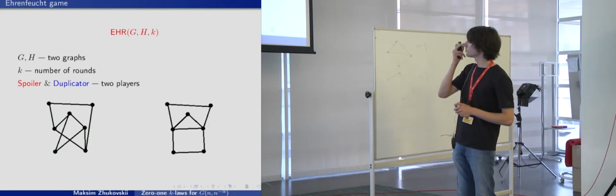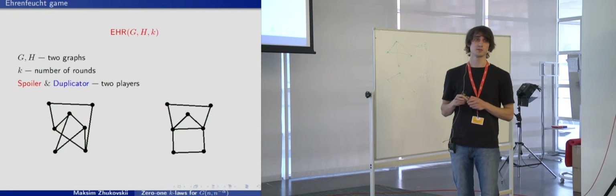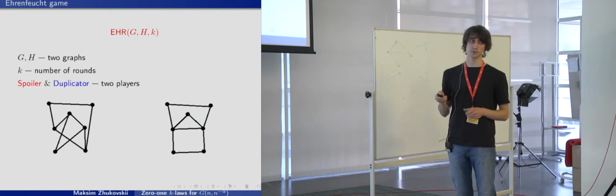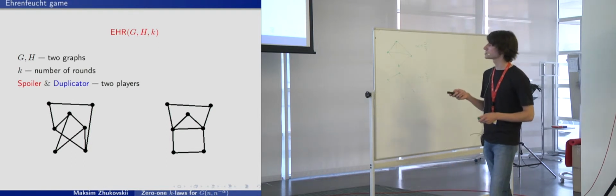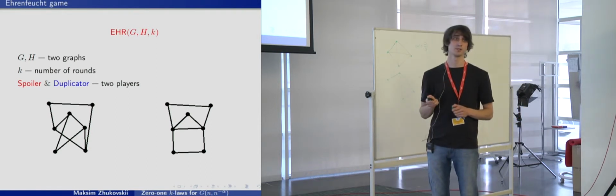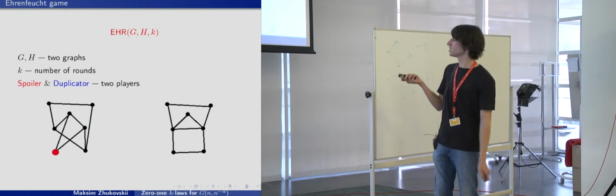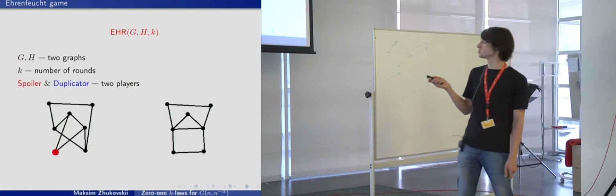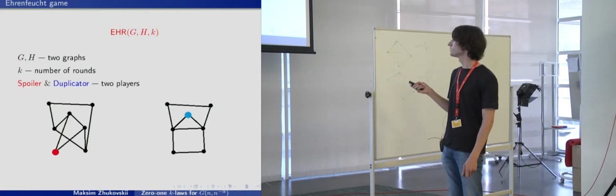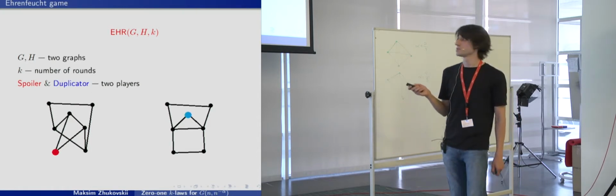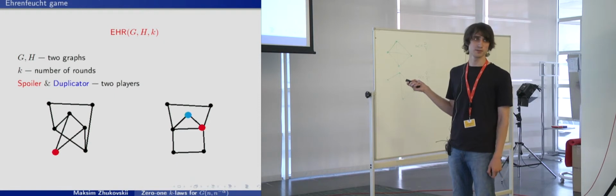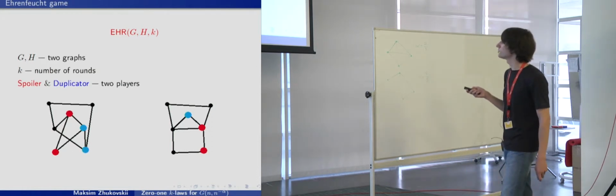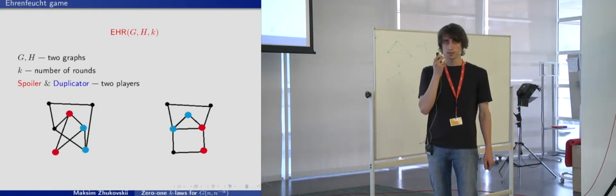In each round, each player makes a move. Each player chooses a vertex from a graph, and in each round, spoiler chooses any graph that he wants, and duplicator chooses the other one. So if in the first round, spoiler chooses this vertex, then duplicator in this round should choose any vertex from this graph, for example, this. And then in the second round, spoiler can choose a vertex from this graph, and then duplicator should choose a vertex from this graph. And let k equal 4, so we have 4 rounds.